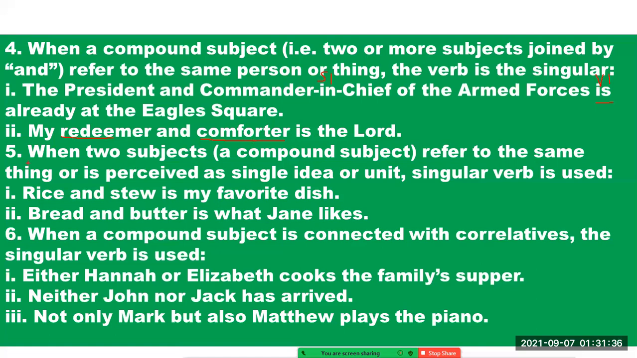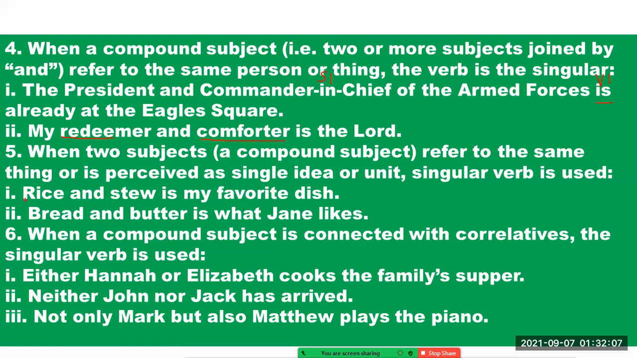Now, rule number 5: when two subjects, a compound subject, refer to the same thing or are perceived as a single idea or unit, a singular verb is used. Now, this is similar. The other one applies to persons. This one applies to things. That's just the difference. Now, look at example I here. Rice and stew is my favorite dish.